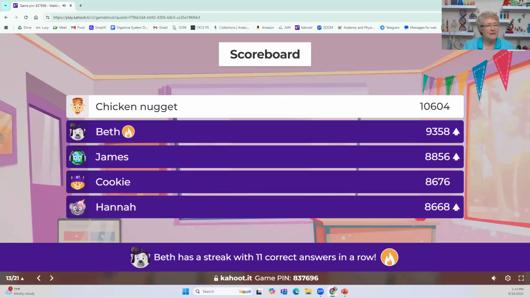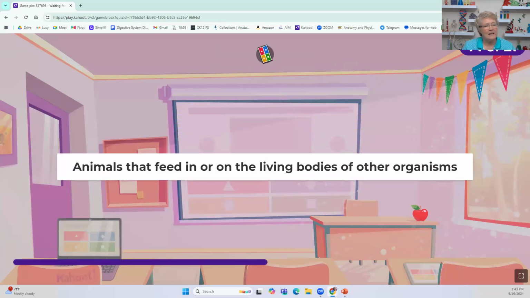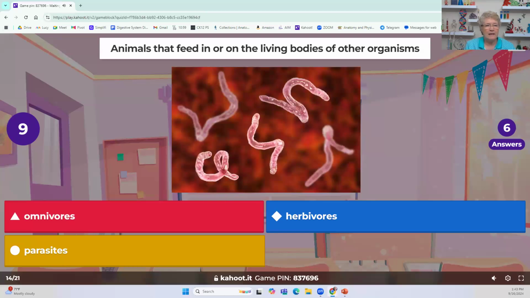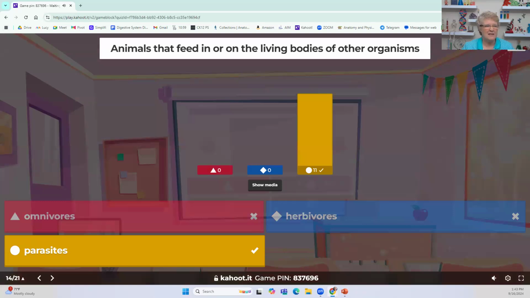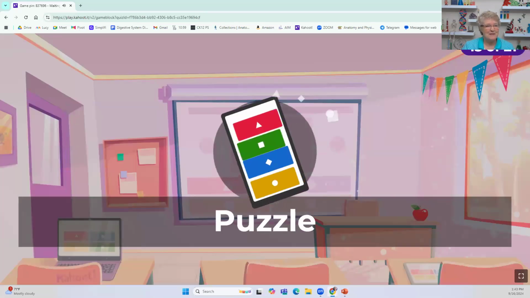All right, Beth moves into second place. Animals that feed in or on the living bodies of other organisms, doing them harm. What are they called? Those are parasites. Yeah, those are parasites. All right, Hannah moves into fourth.